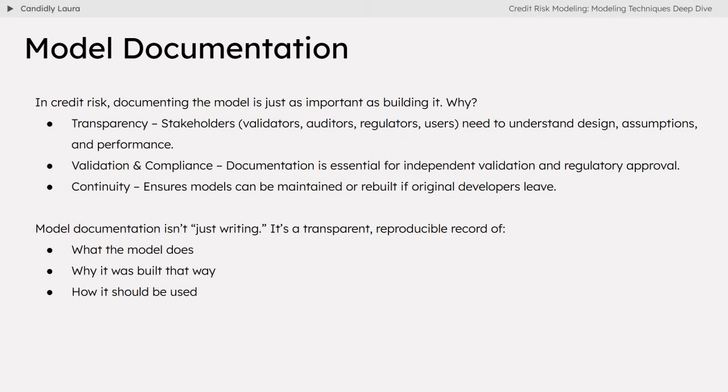We need model documentation because of 3 main reasons. 1. Transparency. Stakeholders, including model validators, auditors, regulators, and internal users, need to understand the model's design, assumptions, limitations, and performance. 2. Validation. Credit risk models need to be independently validated as part of regulatory requirements, and your model documentation is a key deliverable for validation. Without clear documentation, a model can't be properly challenged or approved. 3. Continuity. If the original model developers leave, their knowledge shouldn't leave with them. Documentation allows others to maintain or rebuild the model if needed.